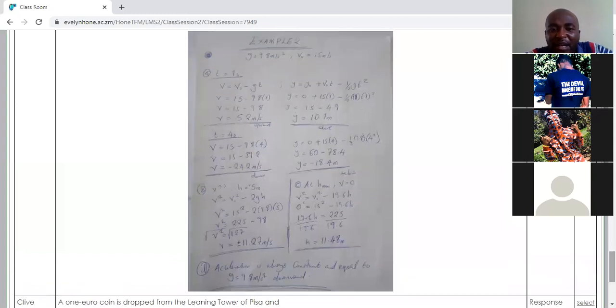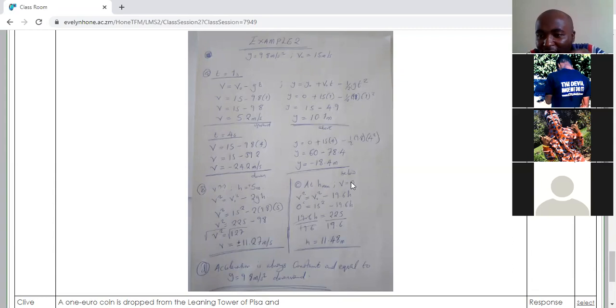I want to come and explain this on Tuesday. But what I just want to emphasize is that when you throw something up, the velocity will start reducing. And at the maximum height, the velocity is always zero. So the final velocity, this question was to find the maximum height. At H max, V is equal to zero. At the maximum height, the velocity is always zero.